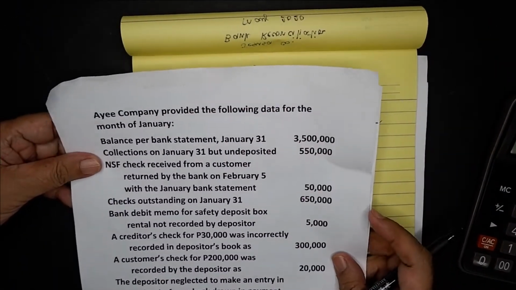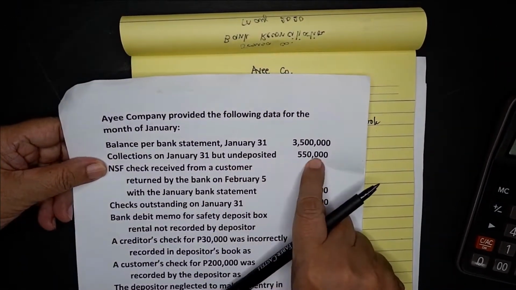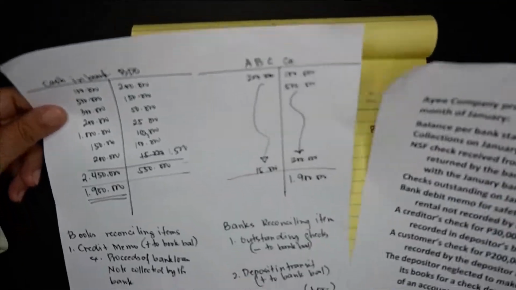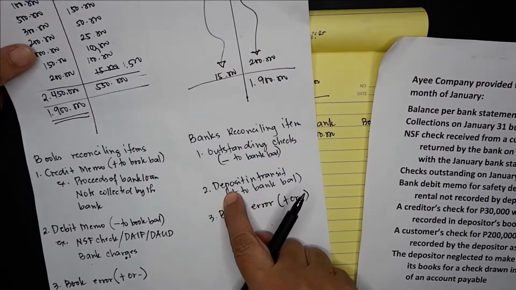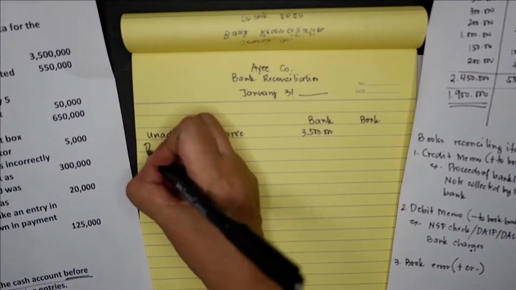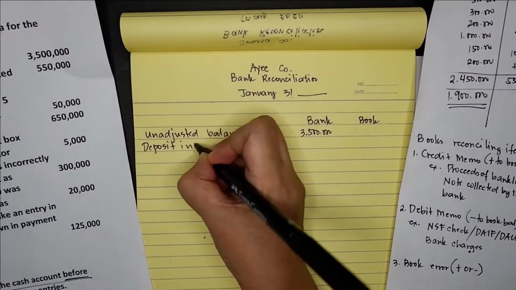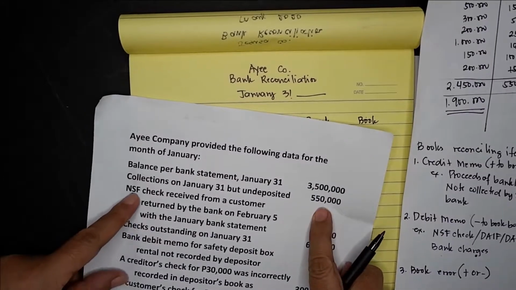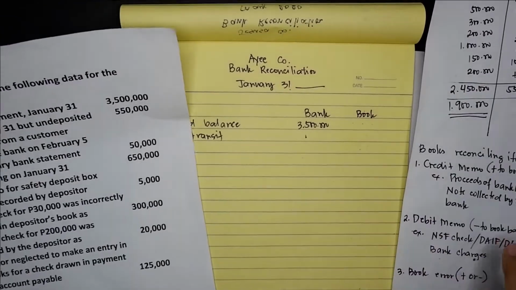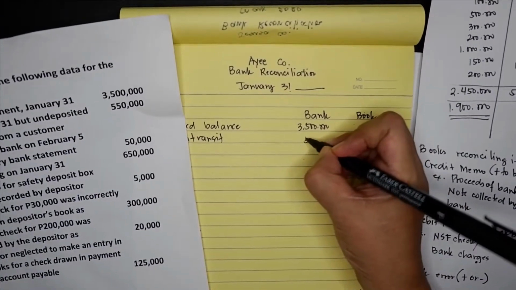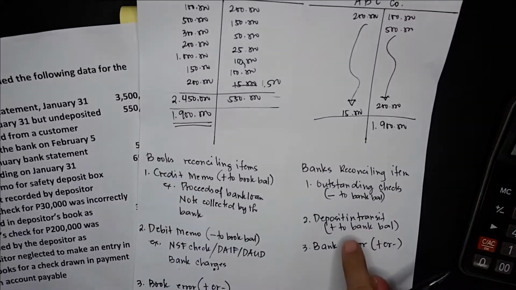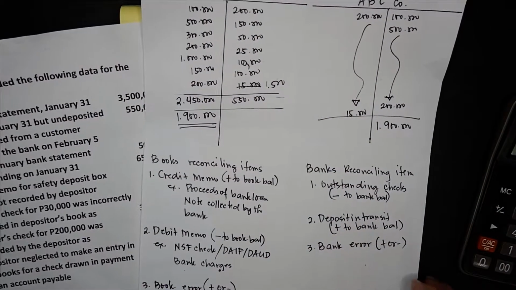Okay, so we have collections on January 31 but undeposited, 550,000. So what reconciling item is that? That again is deposit in transit. So we have deposit in transit, that is 550,000. That is plus to bank balance.